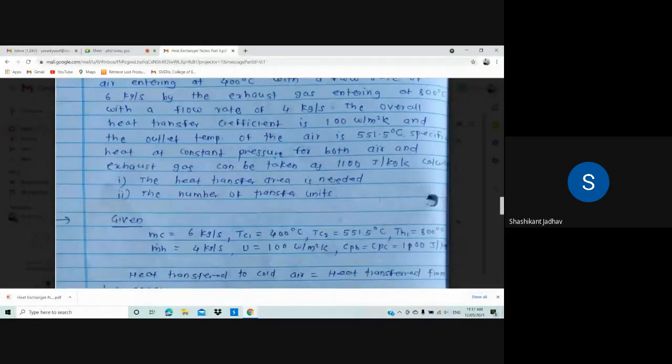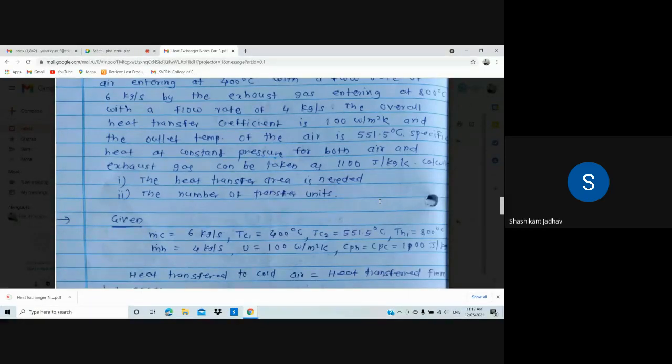And what is to be calculated? Calculate first the heat transfer area, means A is equal to question mark. And second, the number of transfer units, means NTU is equal to question mark.